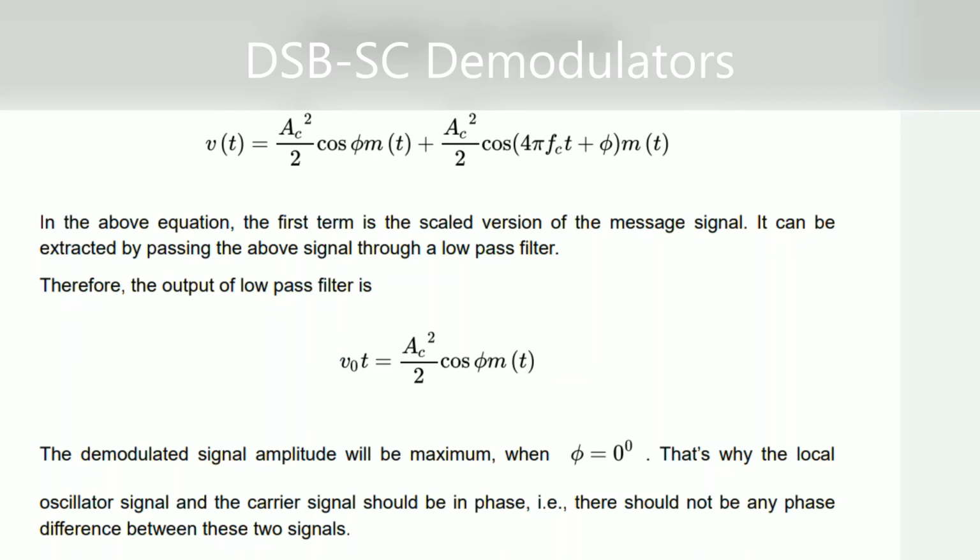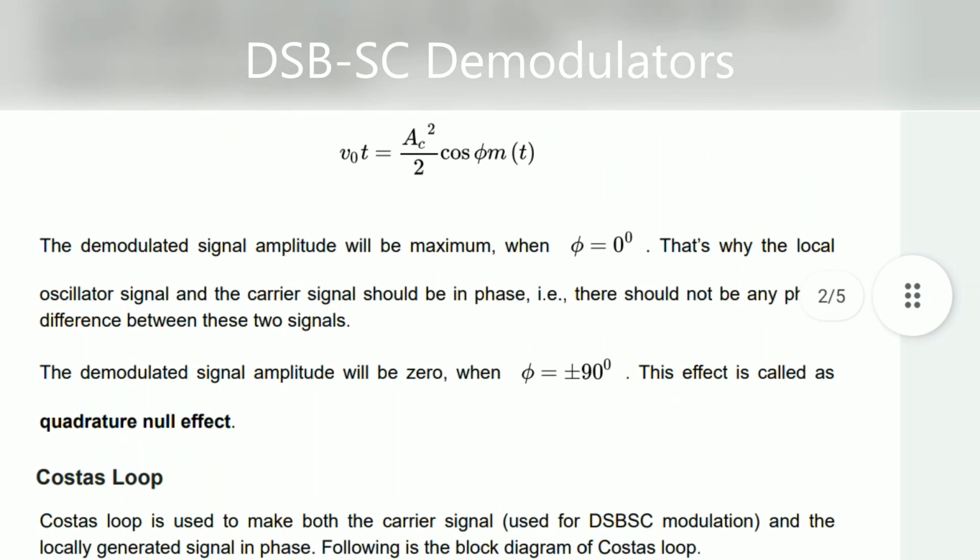Okay, that's why the local oscillator signal and the carrier signal should have a phase difference of phi. Next, the minimum amplitude happens when phi equals plus 90 degrees or minus 90 degrees. At that time the output is minimum, or the amplitude will be 0. So this effect is known as the quadrature null effect.